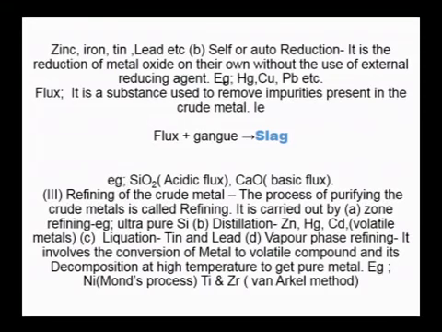For example, SiO2 is an acidic flux used in the removal of FeO present in the molten copper metal. Likewise, CaO acts as a basic flux in the extraction of pig iron. The CaO combines with the impurity SiO2, giving rise to CaSiO3.